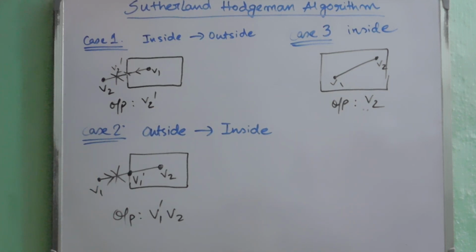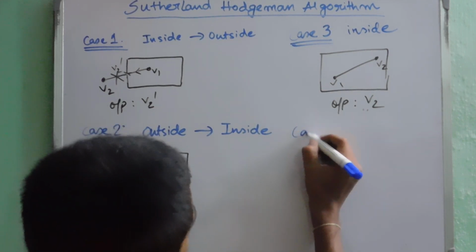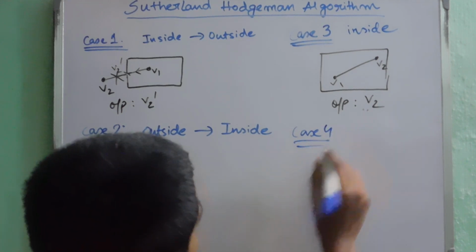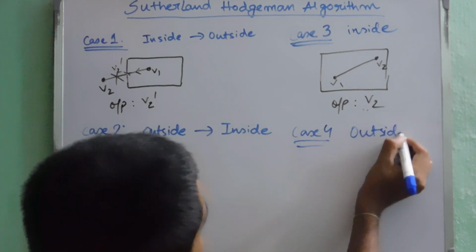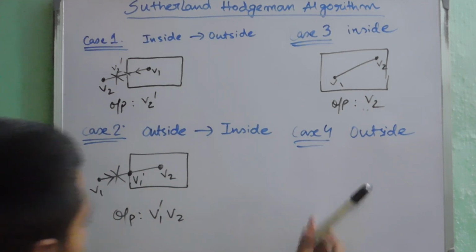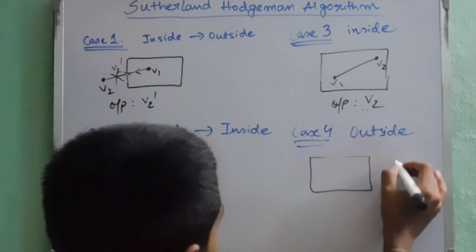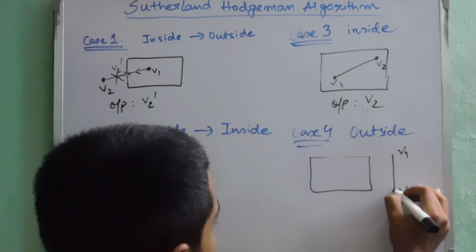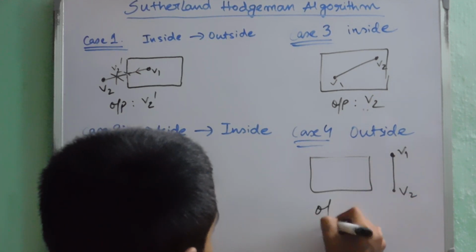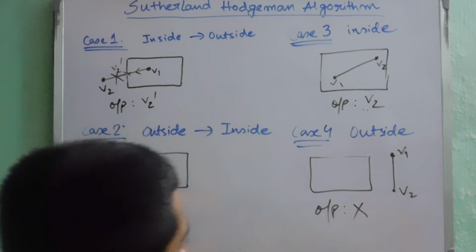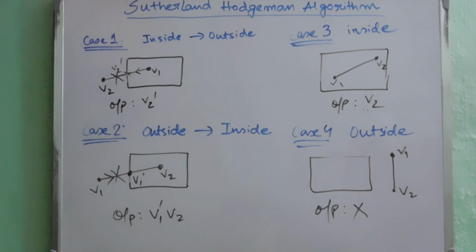And the final case, as you all know, is completely outside the window. So let's say this is the window and this is the line or the edge, that is V1 V2. In that case, our output will be nothing, that is nil. In other words, we will just reject this line directly. So these are the 4 cases. Now I will show you each case through an example. So let's see that example.